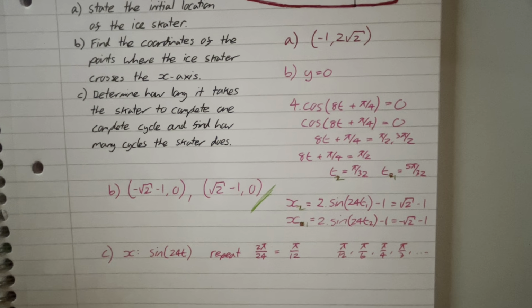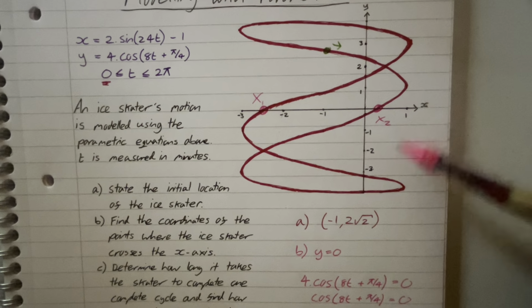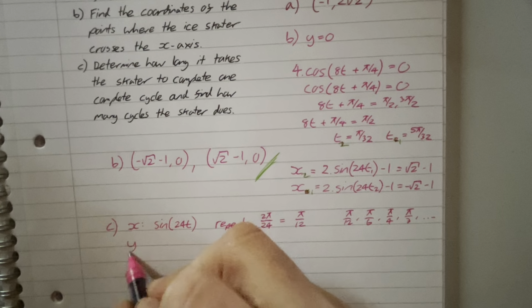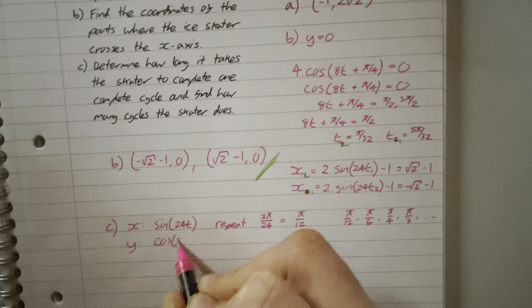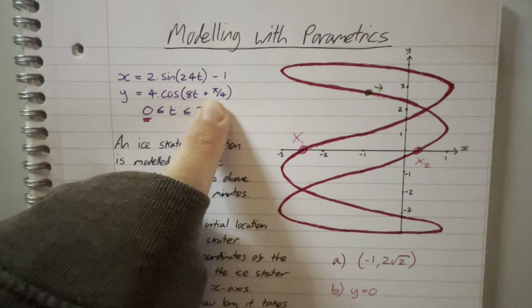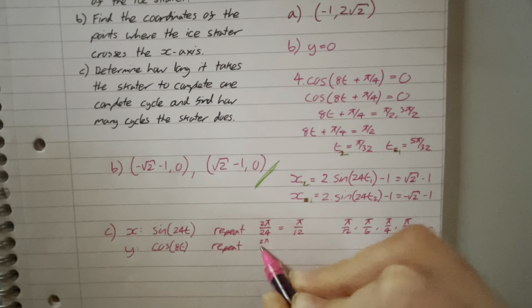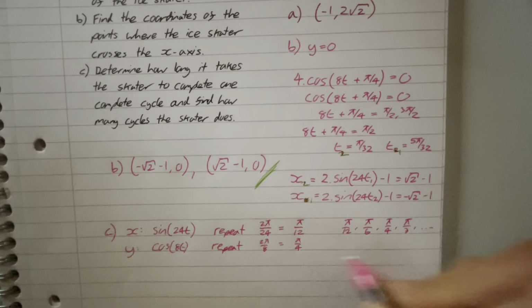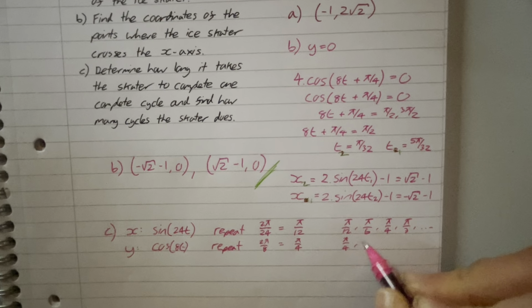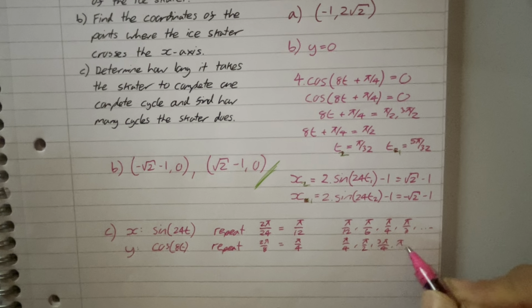So it's going to repeat quite a lot in the x direction, but that makes sense, because if you look at it in the x direction, it's kind of bouncing back and forth quite a lot. For the one in the y direction, we've got a cosine of 8t. Now, obviously it's got a plus pi on 4 there, but all that does is phase shift it. It's not going to change the period. So just looking at the 8, this is going to repeat every 2 pi on 8, which is pi on 4. So that's going to be pi on 4, pi on 2, 3 pi on 4, and pi, etc.